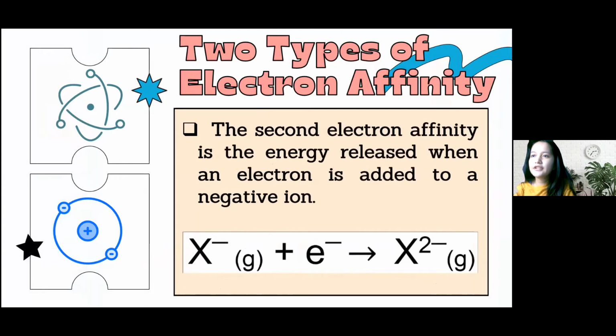the second electron affinity is the energy released when an electron is added to a negative ion. The second electron affinity is positive because more energy is required to add an electron to a negative ion as compared to a neutral atom. Next.